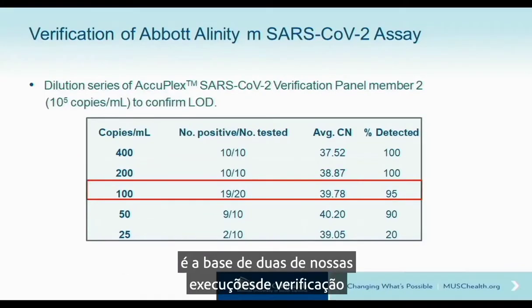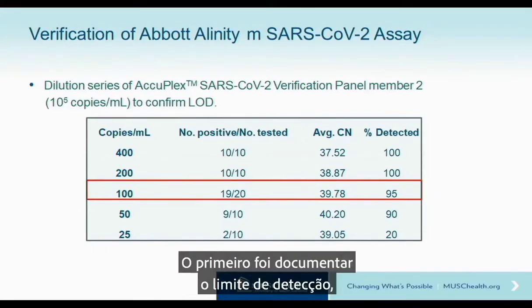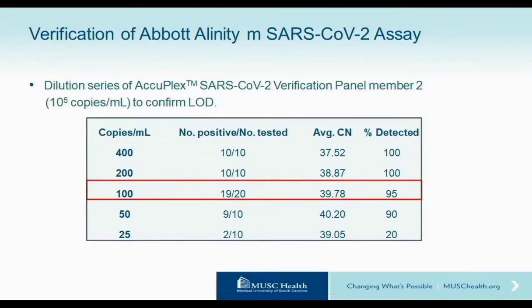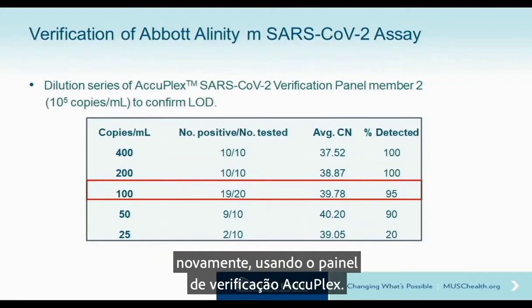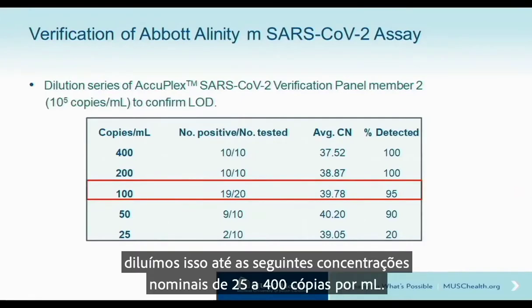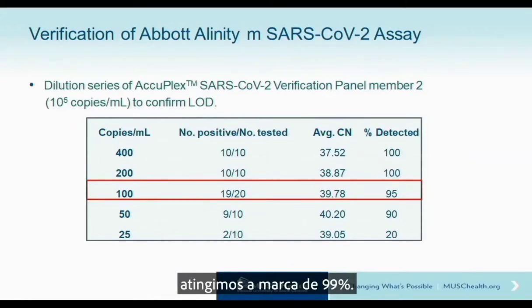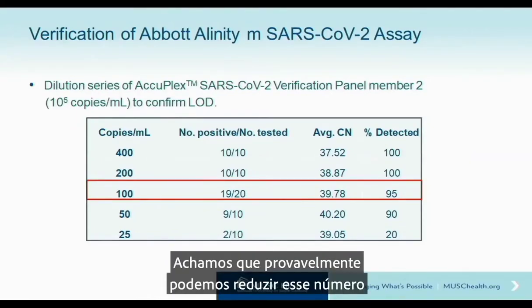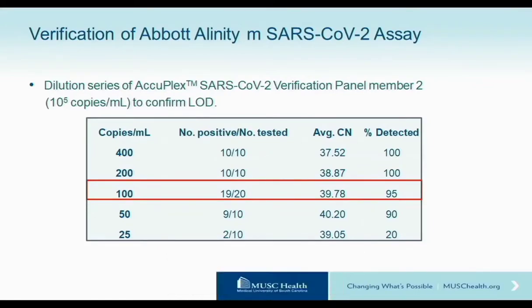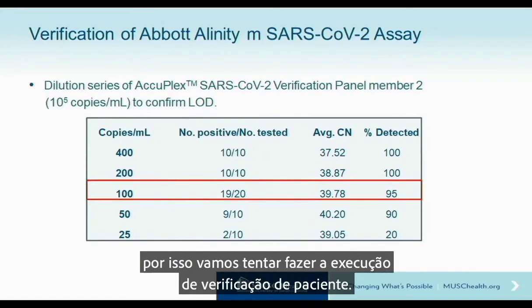It's the basis of 2 of our verification runs that were done just a couple of days ago. The first was to document the limit of detection, again using the Accuplex verification panel as a source of material. We diluted that down to the following nominal concentrations from 25 to 400 copies per mil. You can see at the 100 copies per mil, which is a stated limit of detection, we hit that 95% mark. We feel that we can probably push that down to 50 copies per mil based on this sort of range finding experiment. So we're going to give that a try on a subsequent verification run.